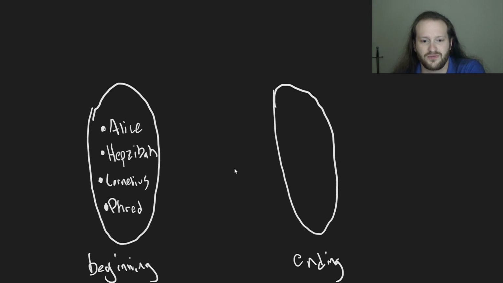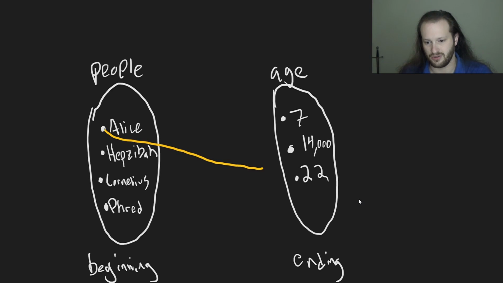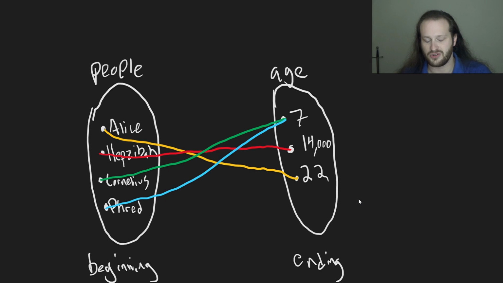We can call this first set the people set. And then over here, this is going to be their ages. 7, 14,000, 22. So let's say Alice is 22. Hepzibah is 14,000 years old. Cornelius is 7 years old. And Fred is also 7 years old.